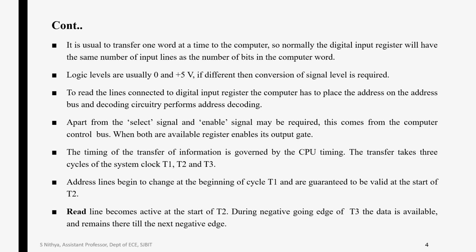So here, if you can see, it transfers one word at a time to the computer. Normally the digital input signals will have the same number of input lines as the number of bits in the computer word, which requires 0 to 5 volts. Okay, like this it is given.